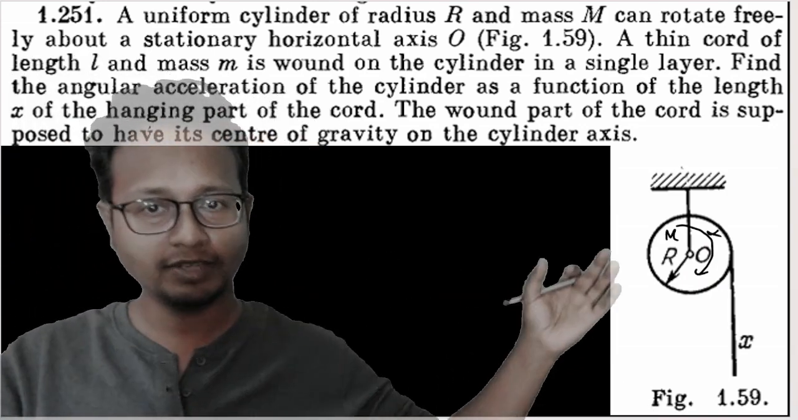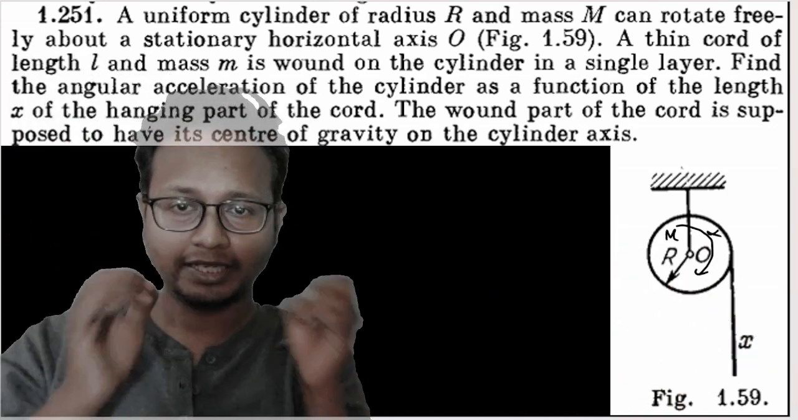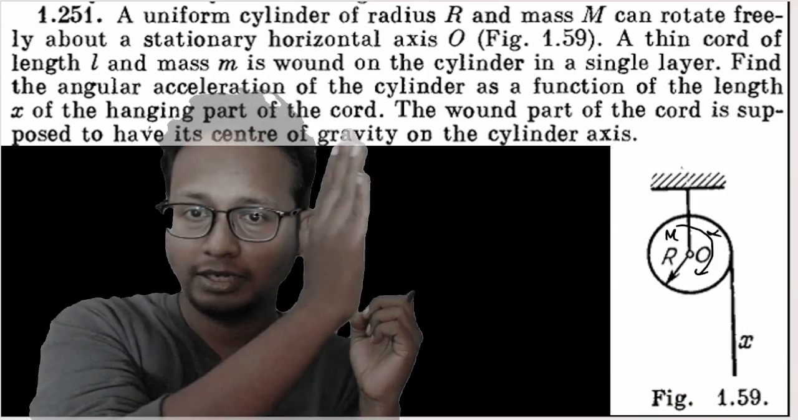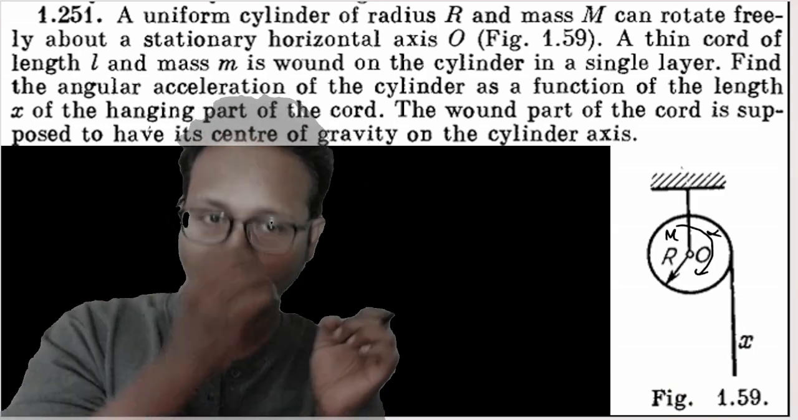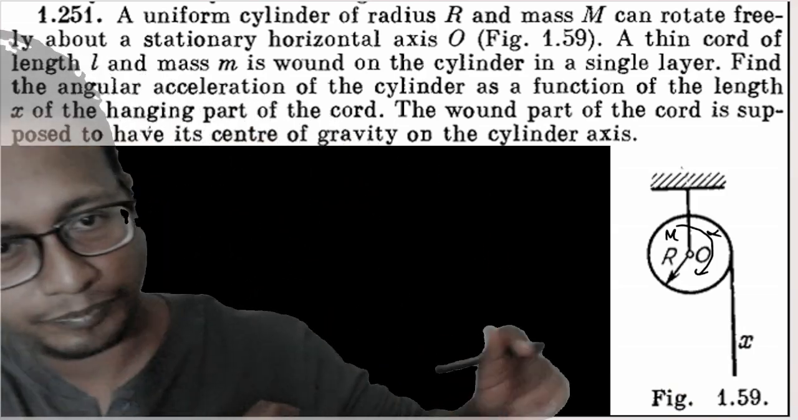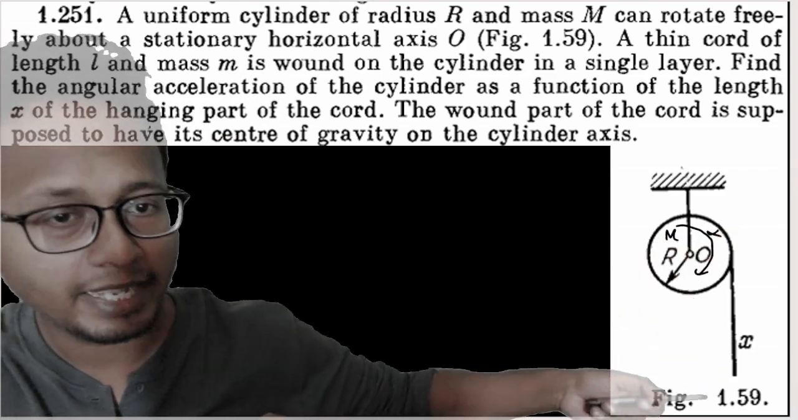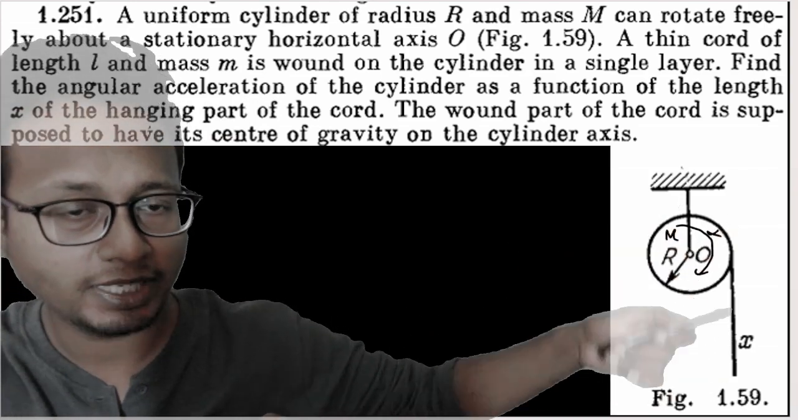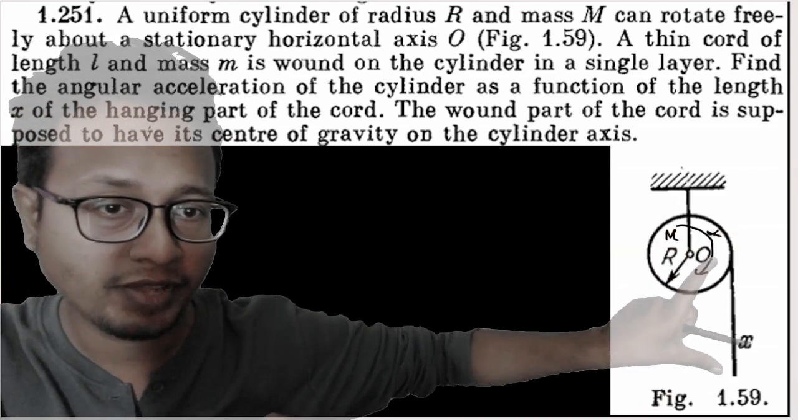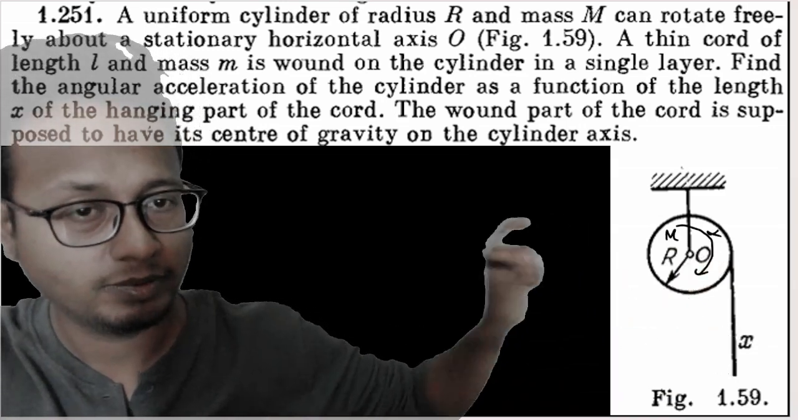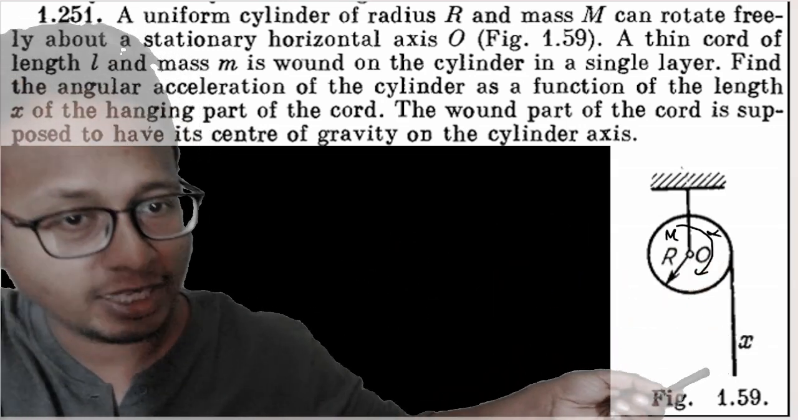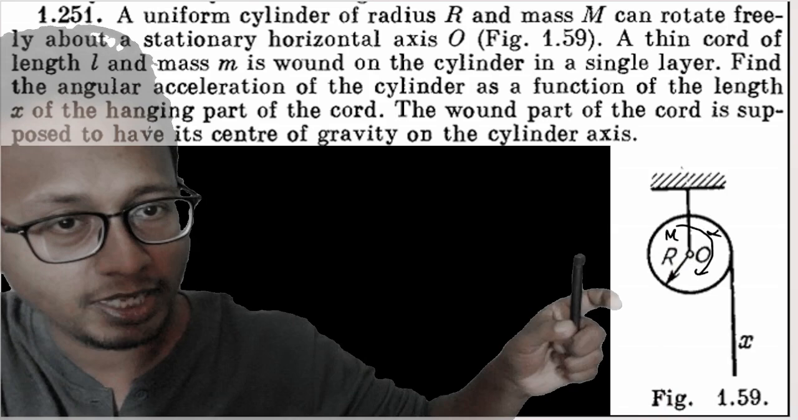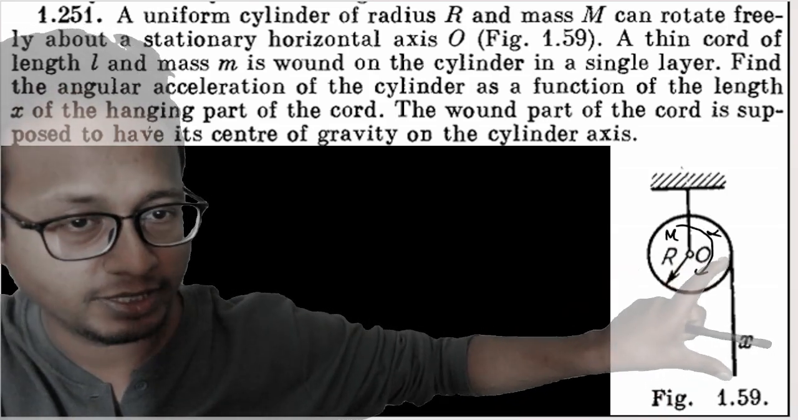Whenever such diagrams are there, divide the diagram into linear equations and rotational equations, and find the relation between them both. So here, if the mass of the entire chain is small m, what is the mass of the x part of the chain? See my question once again: if the mass of the entire length of chain is small m, what is the mass of x amount of chain?